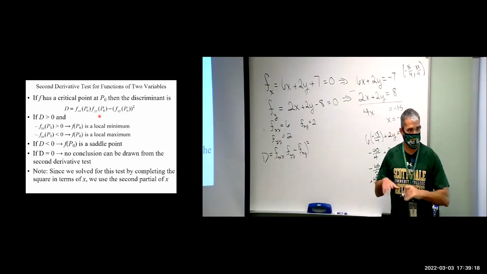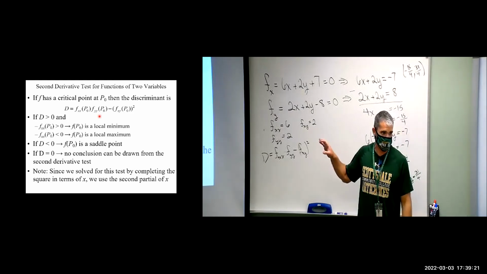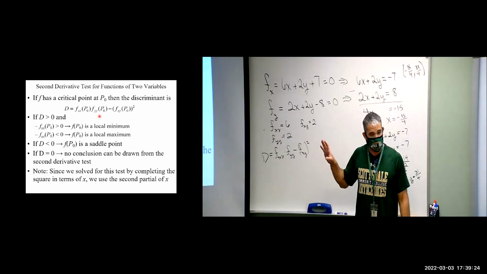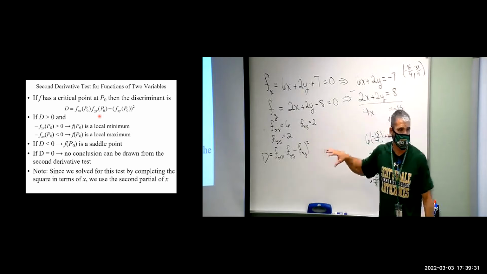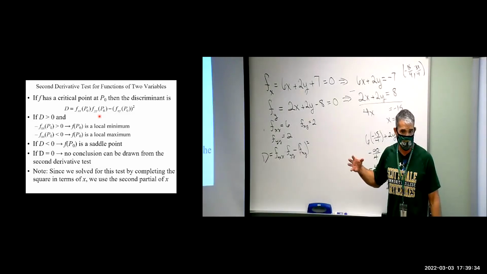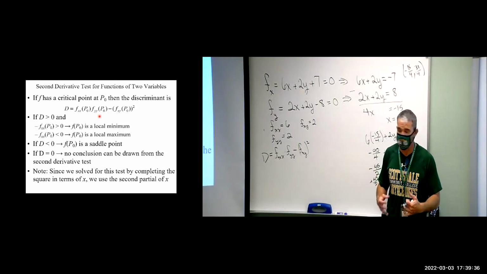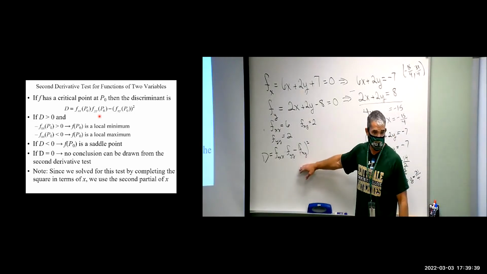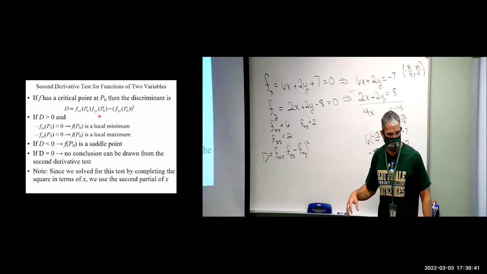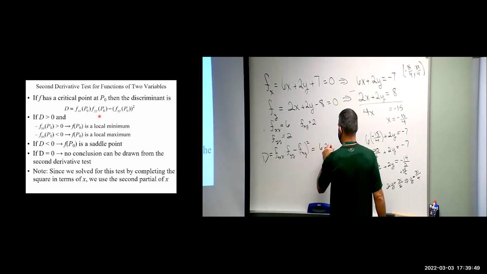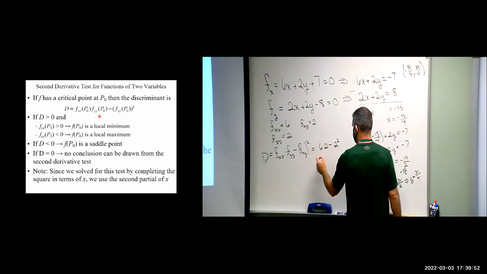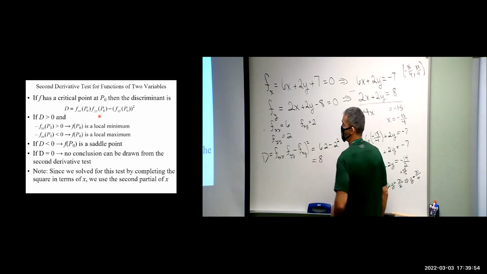Now, I want to point out, in this particular case, all my second order partials came out to be constants. They don't have to be. They could be functions of x and or y, in which case you plug in the critical point for x and y to get what they are. So you should be plugging in constants to your discriminant, because remember, we're doing this at the critical point. So we have 6 times 2 minus 2 squared. So 12 minus 4, which is 8.